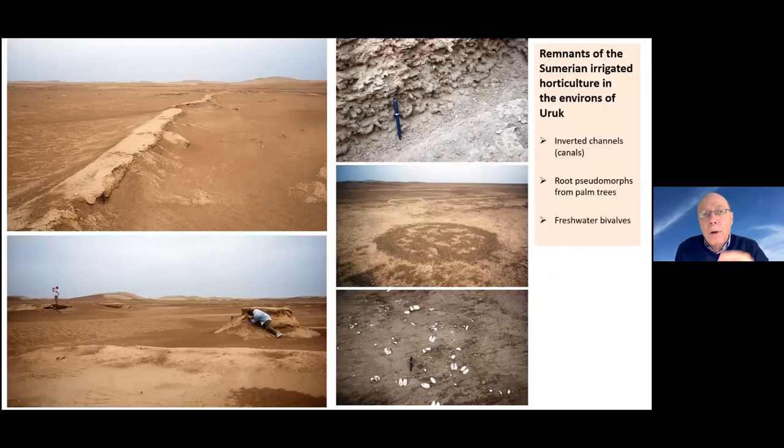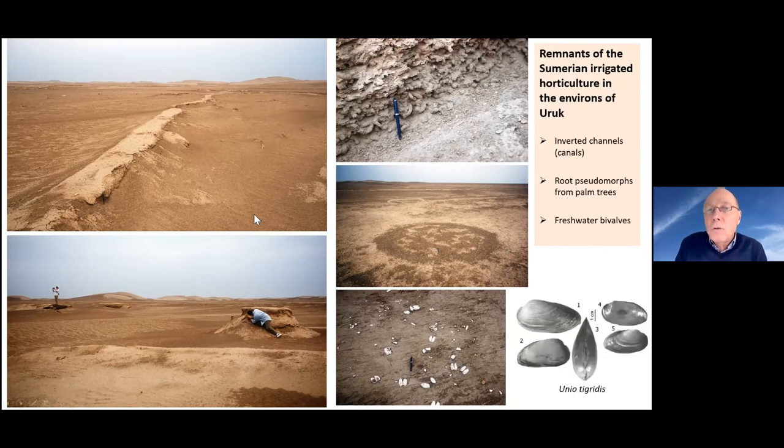shows us the canals. The upper left shows us what are called inverted channels or inverted canals, because the canal, of course, is cut, and then the water is flowing in it, and later the water gets sediment, and then evaporation, and finally the sediment in the canal is stronger than the area around, because the area around is the arable land, and the arable land was their horticulture. So they were cultivating the fields, and later the wind easily attacked the fields, blowing them off. And in the left image, you see the dunes in the back. And in front, you see these inverted channels, which are now higher than the surroundings.